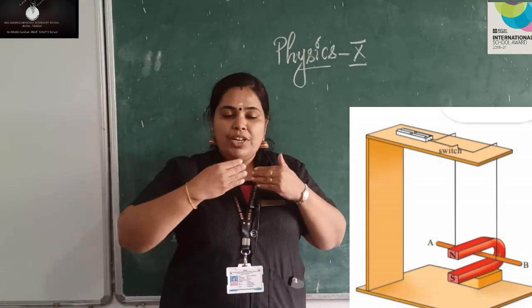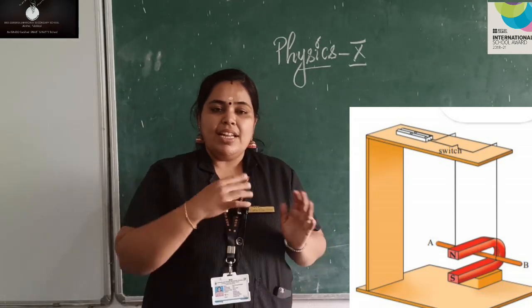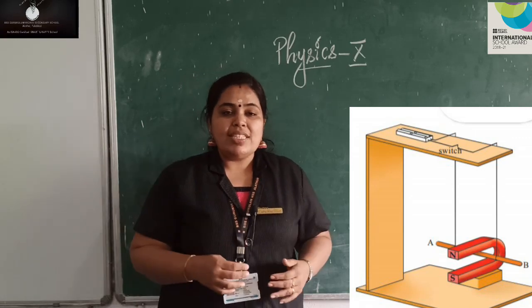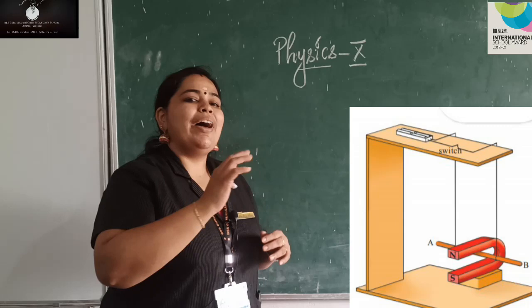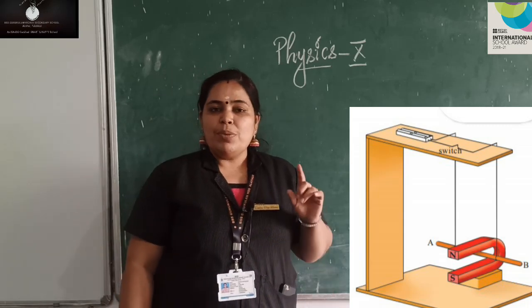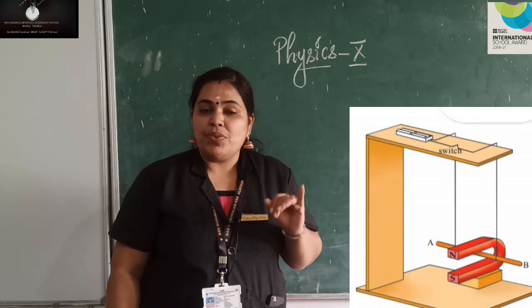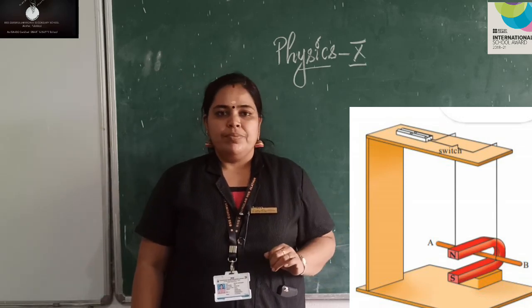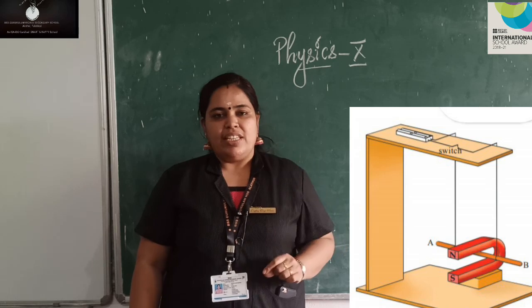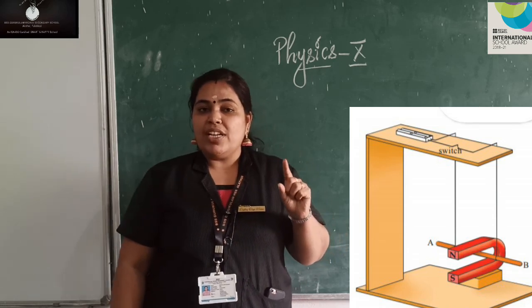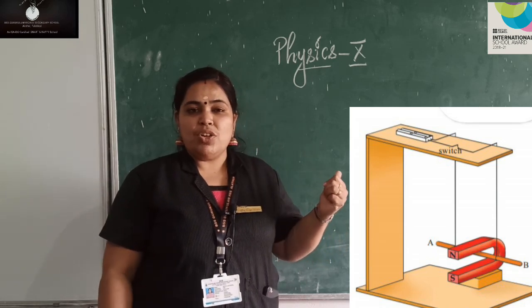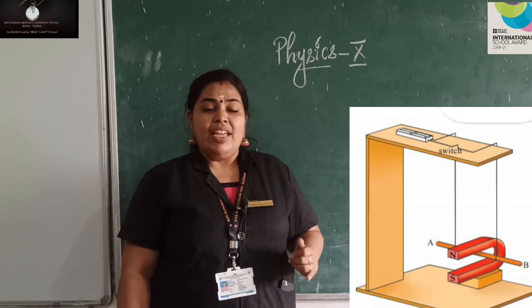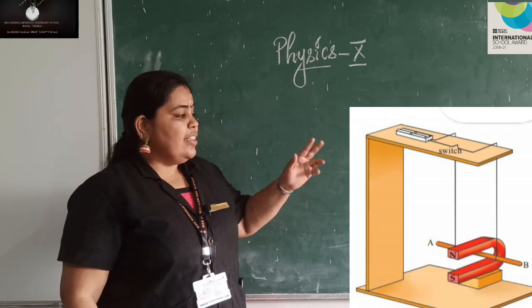If it moved to the front earlier, then in the second situation, when you reverse the current, you can see the conductor moves to the back side. So from this we can understand that when the direction of current changes, the direction of motion also changes. That is the first thing. So what is the factor affecting the direction of motion here? Direction of current. Now I am reversing the poles of the magnet.